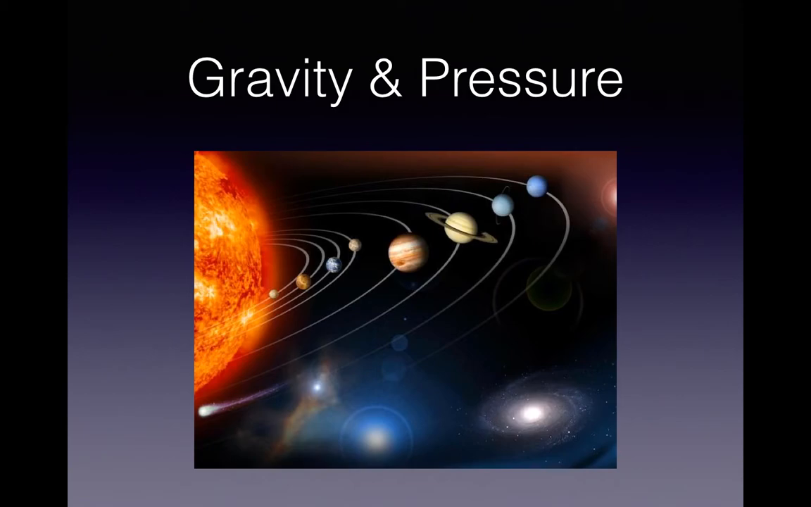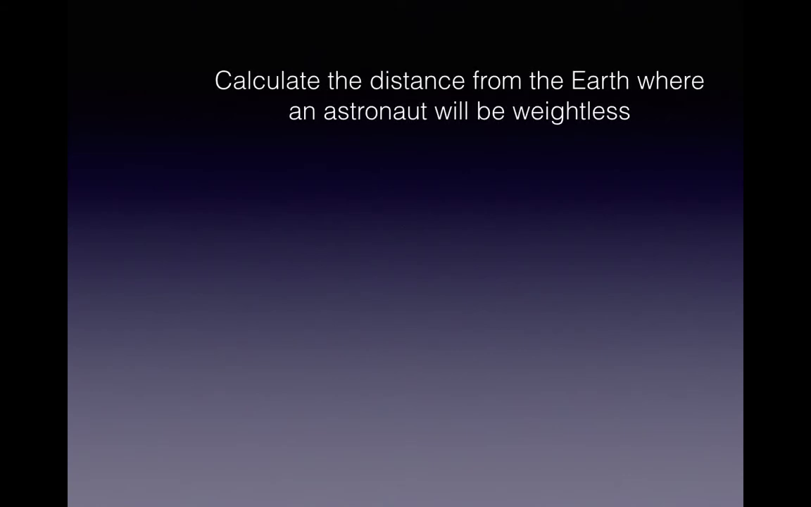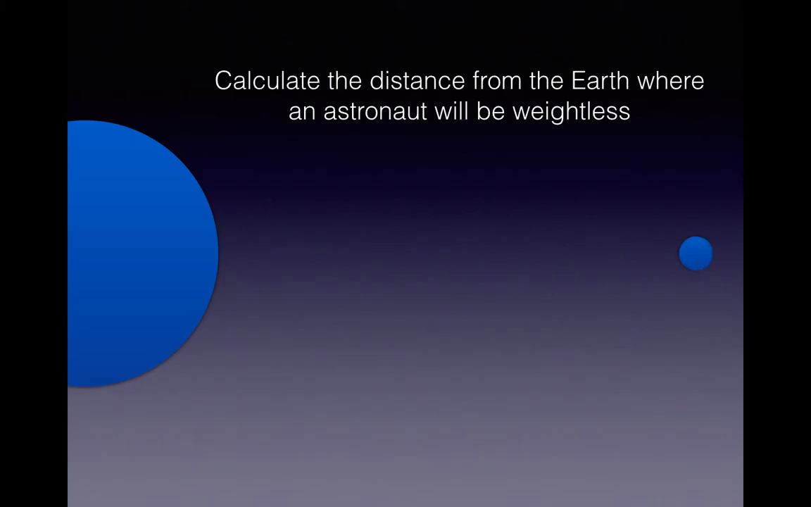Okay, the last thing then was weightlessness. So let's have a look at it in a bit more detail. And I'm going to get you to do a calculation here so that you're not sitting idly just listening to me. So calculate the distance from the Earth where an astronaut will be weightless. So we put the Earth in, we put the moon in, and it should be where it's weightless between the Earth and the moon. So there's going to be a position there where weightlessness is going to occur.